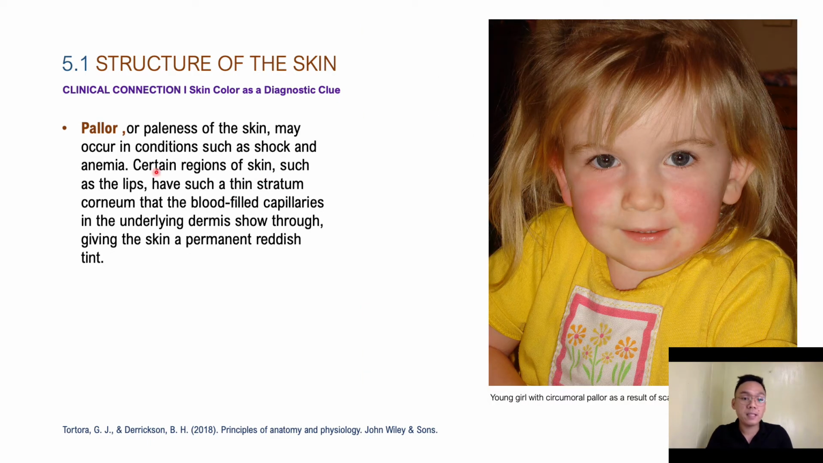Pallor or paleness of skin may occur in conditions such as shock and anemia. Certain regions of your skin, such as the lips, have a thin stratum corneum so that the blood-filled capillaries in the underlying dermis show through, giving the skin a permanent reddish tint. This young girl on the right is having a circumoral pallor.